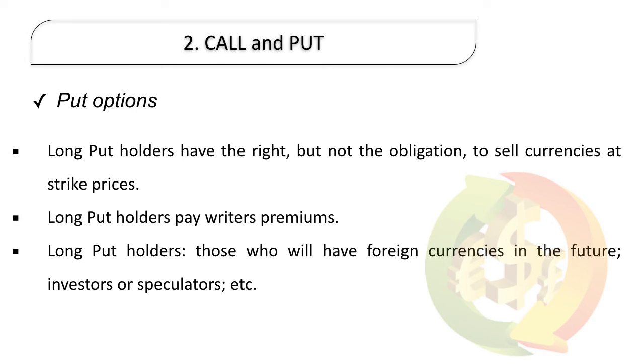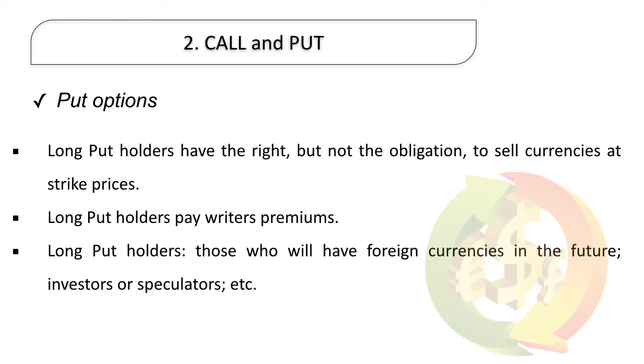Put option holders will execute the contracts if they are profitable. That is when the spot prices on the market are lower than the strike prices. In this case, the writers have to buy the currencies from the holders at the strike prices which are higher than the market prices. Conversely, if the market prices are higher than the strike prices, the holders will not execute the contracts. Instead, they will sell the currencies on the market where the prices are higher.